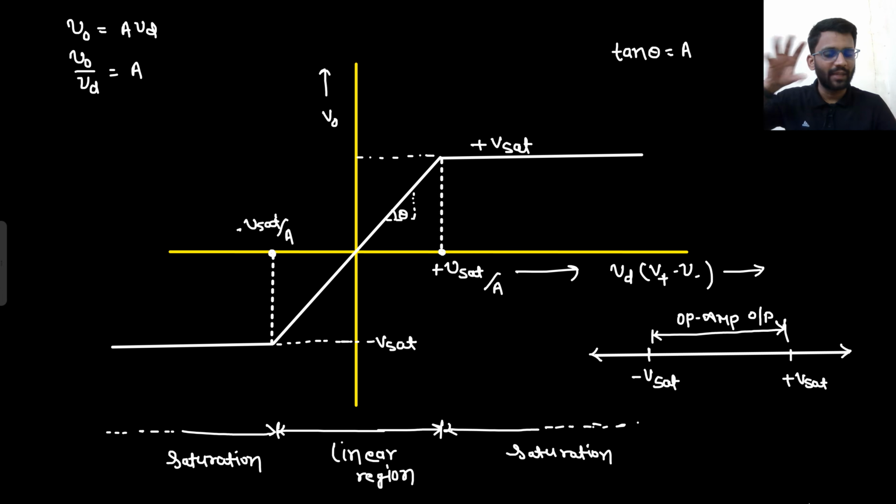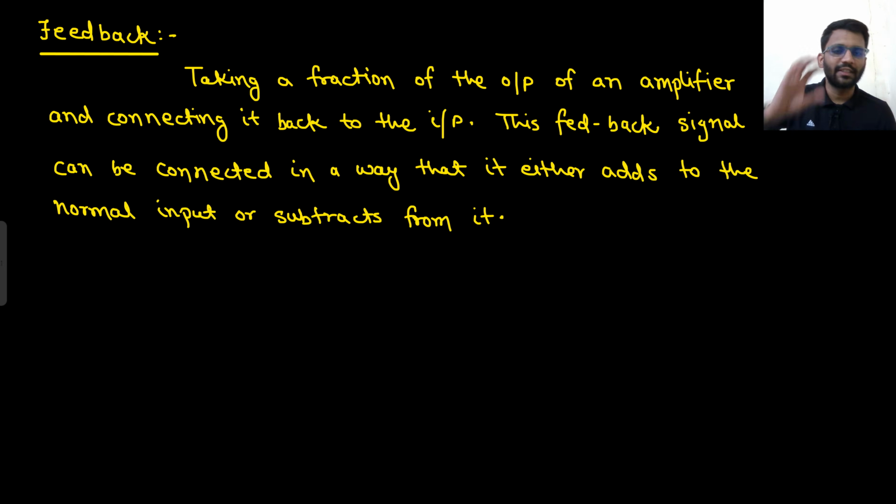In feedback amplifier, sometimes you will see op-amp circuits. Sometimes you will see op-amp coming into action. So that's why I taught you this concept. Now with this concept, you will be able to proceed in the feedback amplifiers. So let's just understand what is feedback. What do you mean by feedback? Forget about this definition. Tell me what is a feedback.